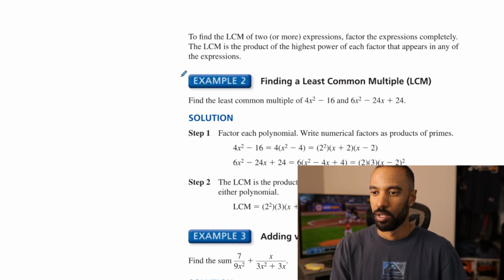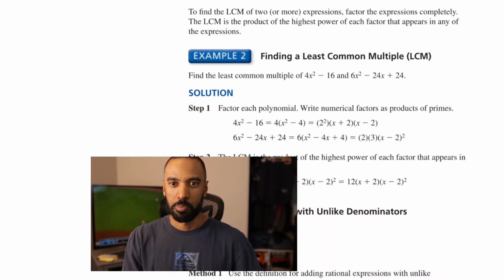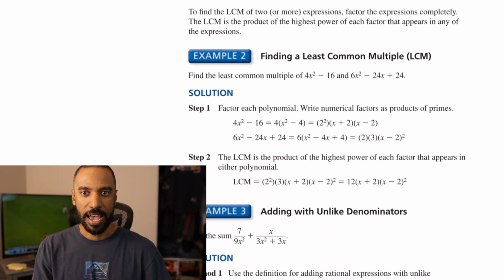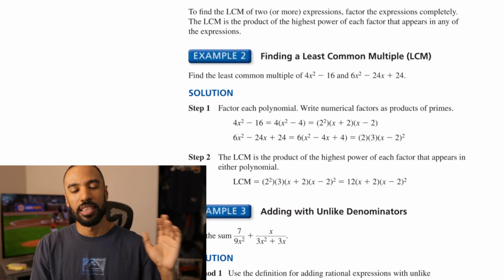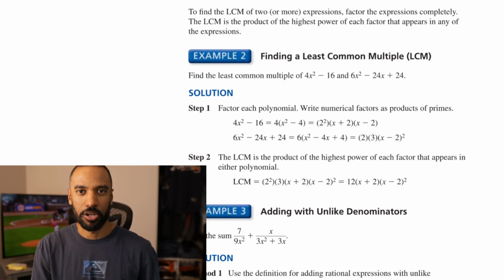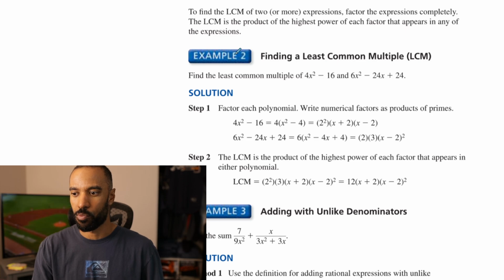So that's our goal. To find the least common multiple of two or more expressions, factor the expressions completely, because the least common multiple is the product of the highest power of each factor that appears in any of the expressions. They said that phrasing a lot better than I ever could, but they're right.